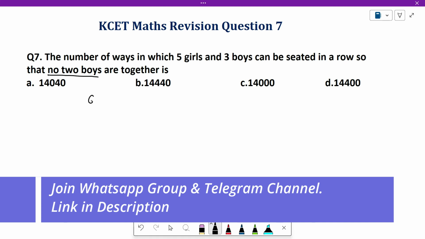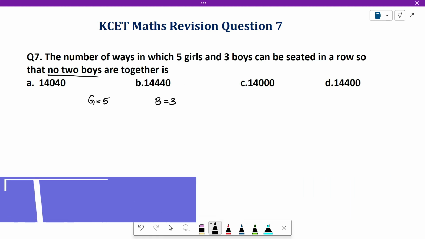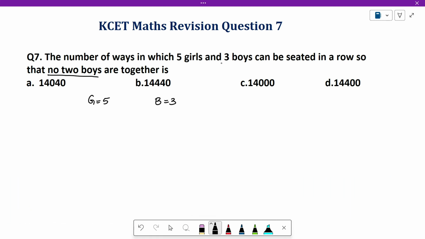So here the number of girls we have is 5 and the number of boys is 3. So for these two groups, there is a restricted seating for one group, and for the other group there is no restriction. Here no two boys are supposed to sit together, and there is no restriction on how girls are sitting. So restricted seating is for the boys group. So we will consider this terminology: the girls group, where there is no restriction, I am going to consider as M. The group that has restriction is the boys group, which I will consider as N.